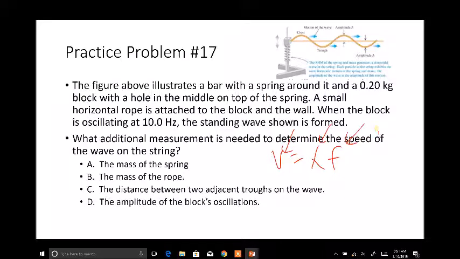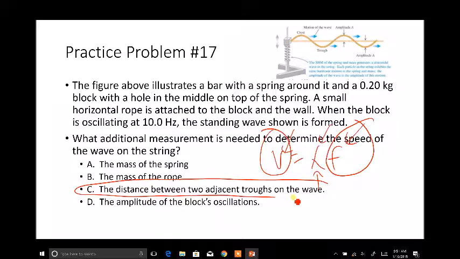Well, we're looking for speed. We're given frequency, so we need to know the wavelength. The wavelength is the distance between any 2 adjacent same points on 2 adjacent waves. So it could be between 2 adjacent troughs or 2 adjacent crests. So what I'm saying is that the answer we're looking for here, the wavelength, can be expressed as C. So answer C on problem number 17.